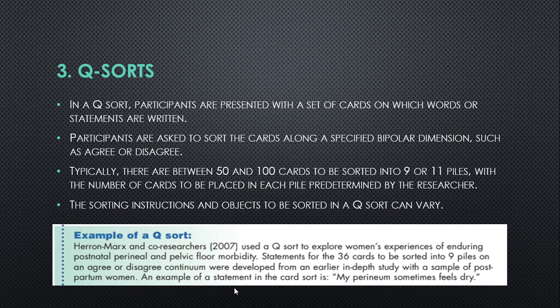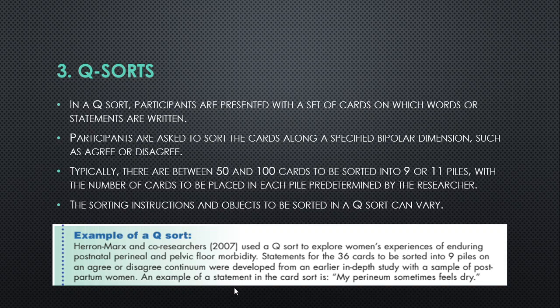Okay, the sorting instructions and objects to be sorted in a Q sort can vary. For example, patients could be asked to rate nursing behaviors on the most to least helpful continuum, or trauma patients could be asked to rate aspects of their treatment on the most to the least distressing continuum.